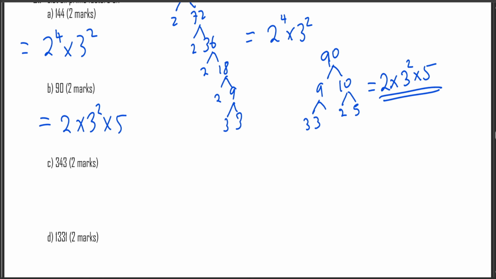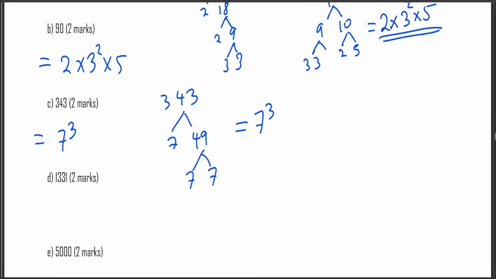Okay. Now for 343, I'll use the shortcut way, but if you want to opt, you can do it the way that I told you at the beginning. So 343, you can divide by 7 to give you 49 and 7, and then divide by 7 again to give you 7 and 7. So this is 7 cubed.